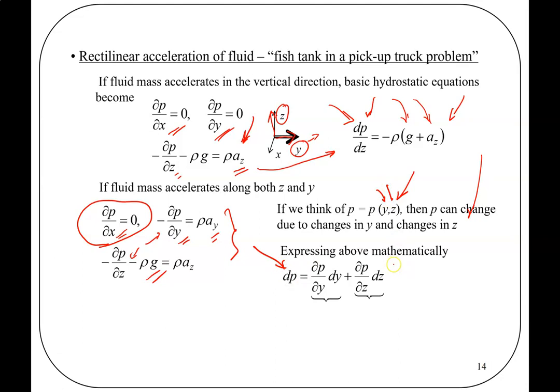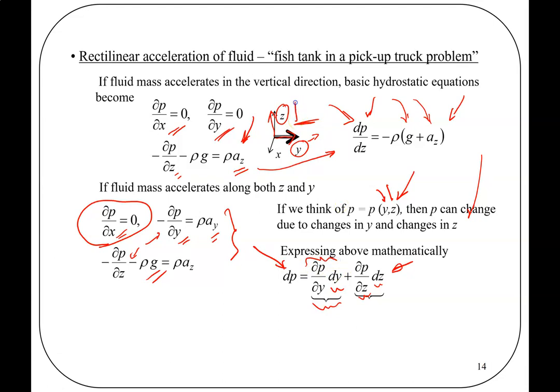And this is what you get for change in pressure, or the differential of pressure, using calculus. So it's a partial of p with respect to y times dy, and then the partial of p with respect to z times dz. So this tells me the change in pressure just due to changes in y coordinate, right? So if I'm moving parallel to this direction, what is the change in pressure? That's what this expression is going to tell me.